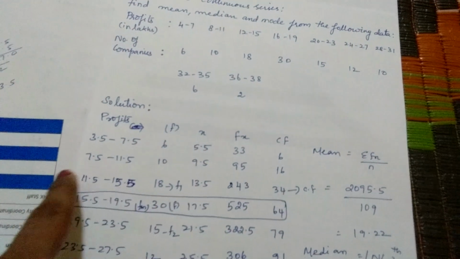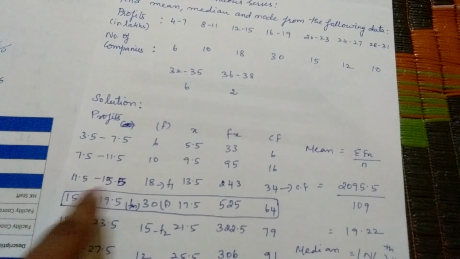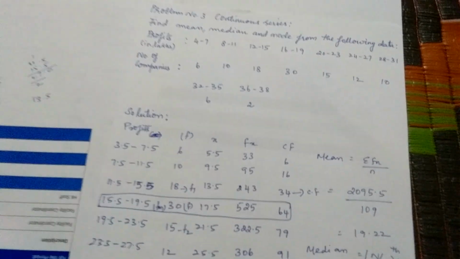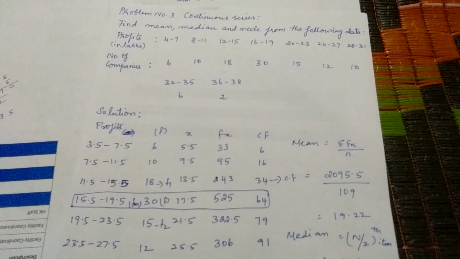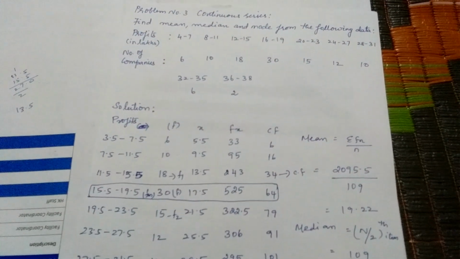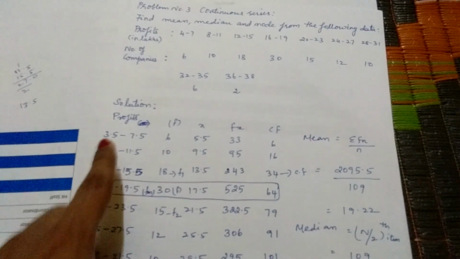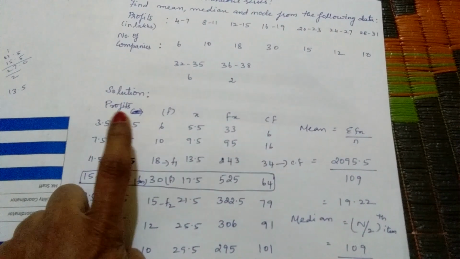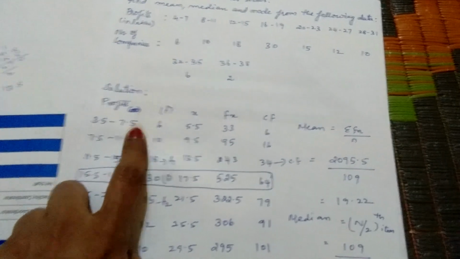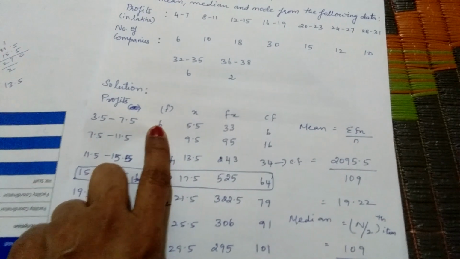3.5 to 7.5, 7.5 to 11.5, 11.5 to 15.5. Like that I have framed the class intervals, and they have given f. I have taken that. Now what will be the x? This midpoint only will be the x. So how will you find it out? 3.5 plus 7.5 divided by 2, that is 5.5. Now f into x.